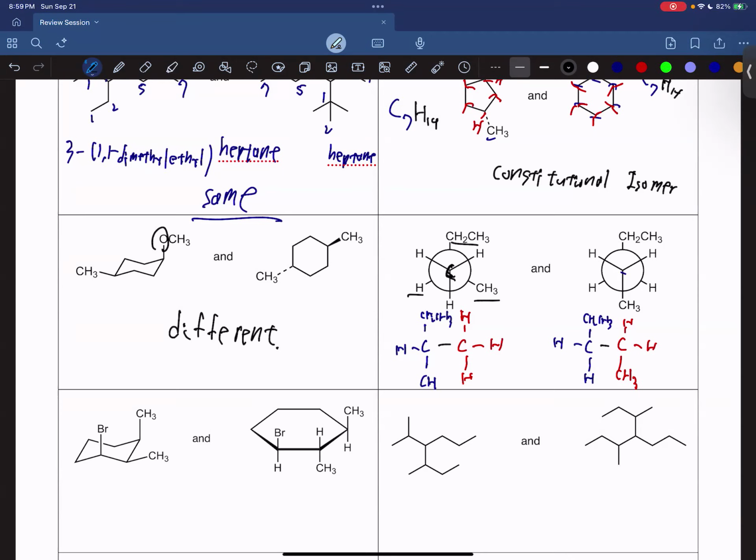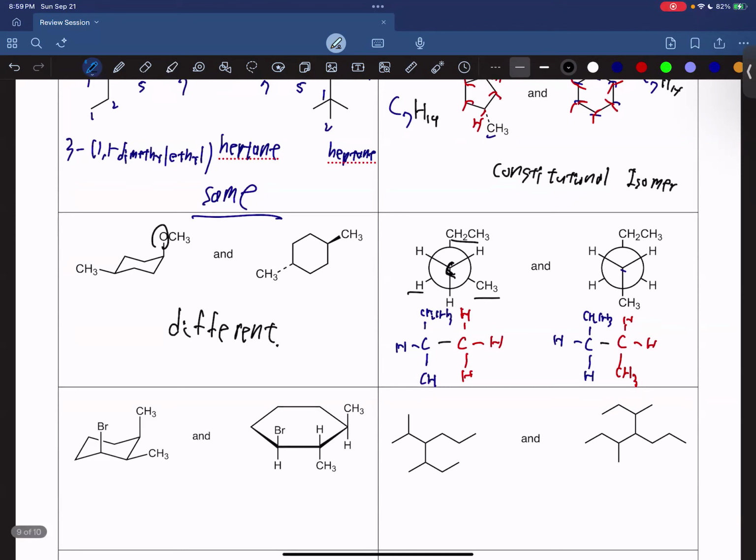In that case, we can name these two structures as 1, 2, 3, 4, or 1, 2, 3, 4. So it is 2-methylbutane. But in this case, we count 1, 2, 3, 4, 5. So it is pentane. Different naming, but the same molecular formula. So we're going to say constitutional isomer.